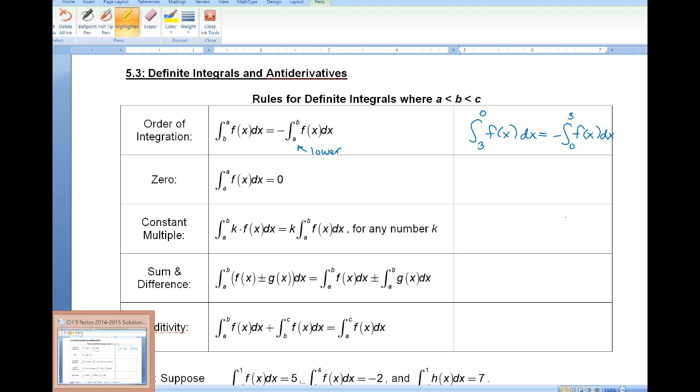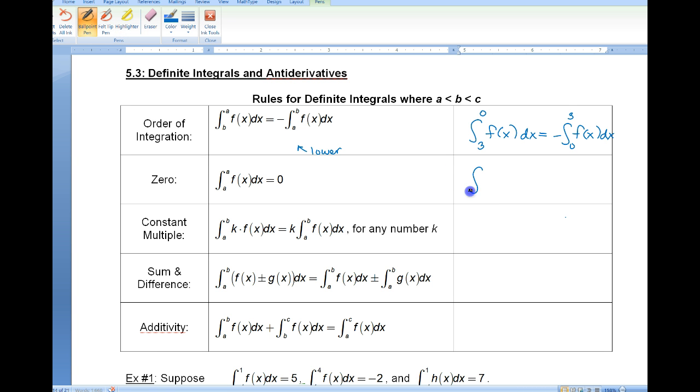Okay? Next, what if our bounds are the same? Remember, if you're looking at area under the curve, say you have some function and you're looking at from 4 to 4. Well, there's no area under the curve if it hasn't gone anywhere. So when the numbers are the same, the integral is automatically going to be 0. Okay? It's easy.